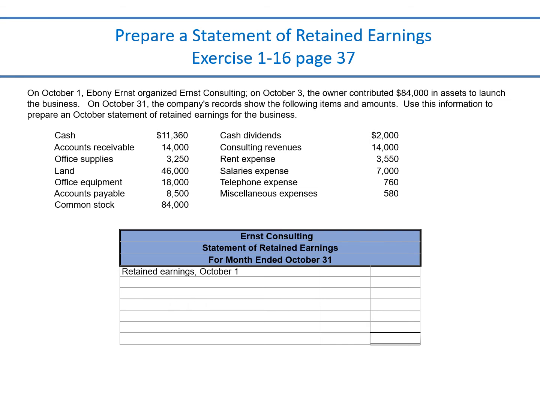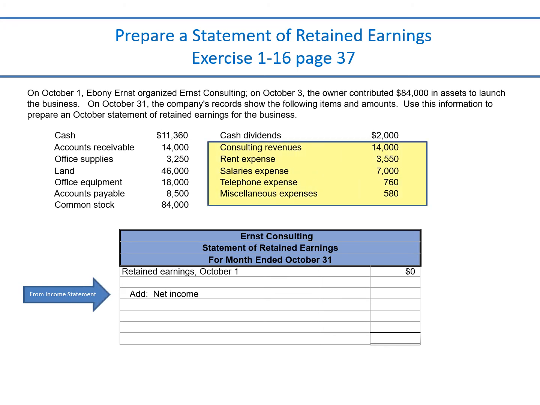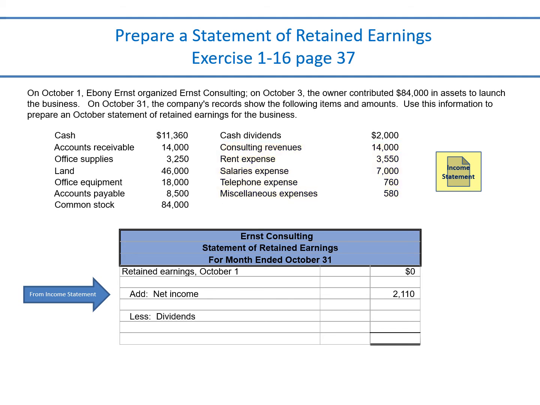So in this case, our beginning retained earnings on October 1st is 0 because the business just started. And then we need to add our net income, which is what our previous statement just computed. So from our income statement, we add our net income of $2,110, which was the consulting revenues less all of the expenses that you see boxed there in yellow. And then we have to subtract our dividends. So we look for our dividend account above. We're going to subtract $2,000. We're going to get ending retained earnings of $110. And that retained earnings balance ultimately flows through to our balance sheet, which will be the next statement that we look at.